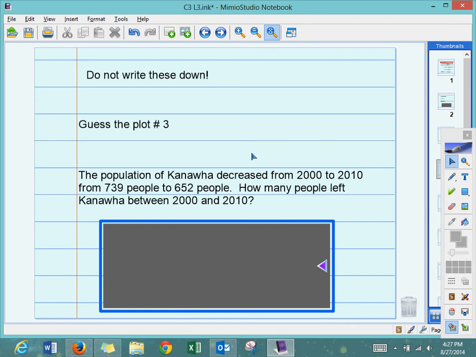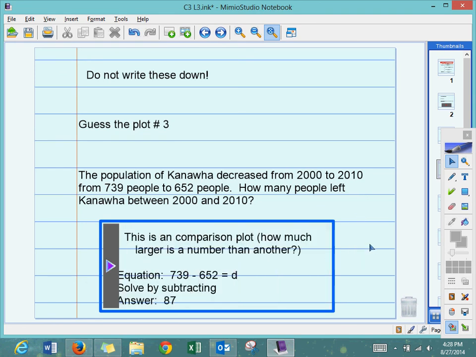Guess the plot number 3. The population of Kanawha decreased from 2000 to 2010 from 739 people to 652 people. How many people left Kanawha between 2000 and 2010? Okay, so this is the year. Between those 2 years, the population decreased. So, how many people left Kanawha between 2000 and 2010? Figure out the plot, write the equation, and solve it. Pause the video, resume when you're ready.